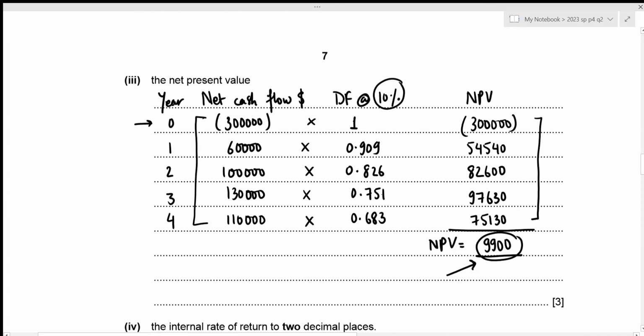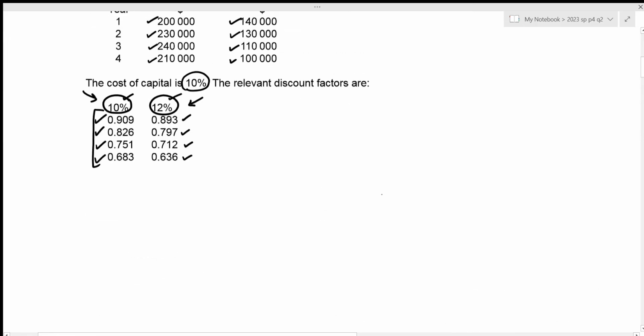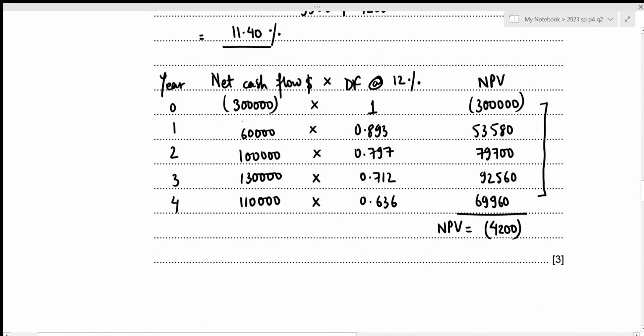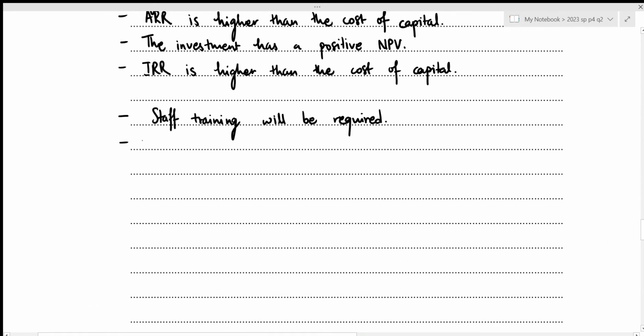Then again, let's have a look above. Okay, we were also told that the directors of Z Limited will have to hire a specialized engineer. So we also need to consider the availability of qualified specialized engineers. Let's write it down. Availability of qualified specialized engineer.